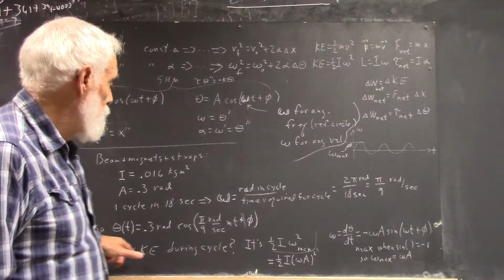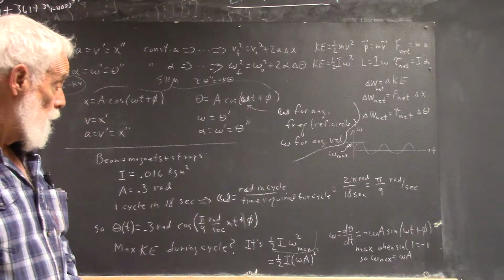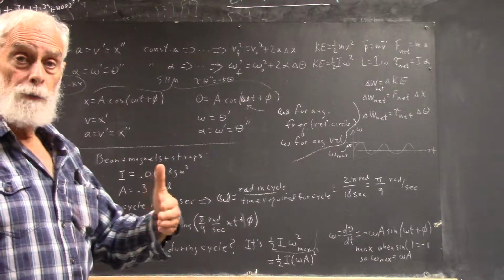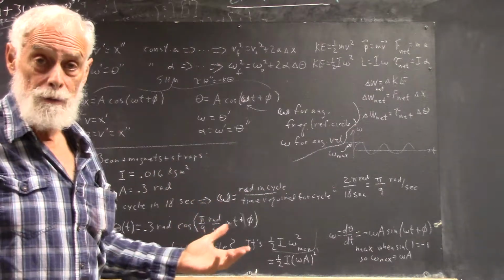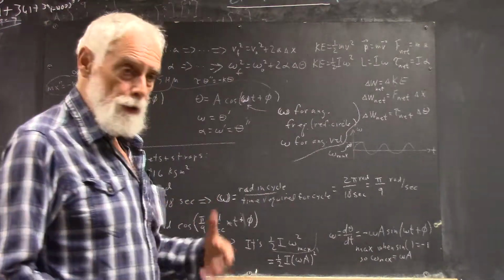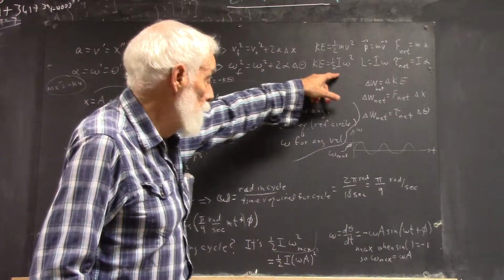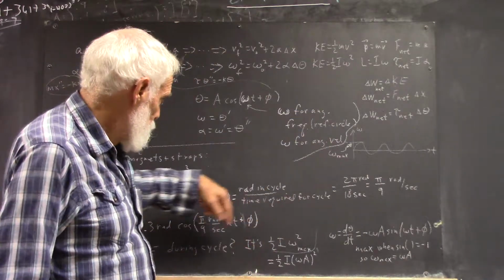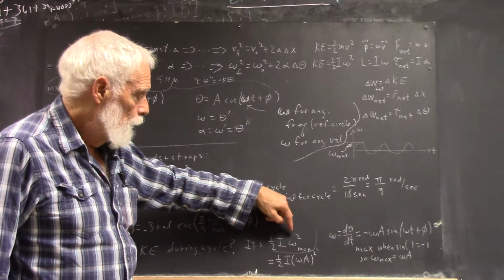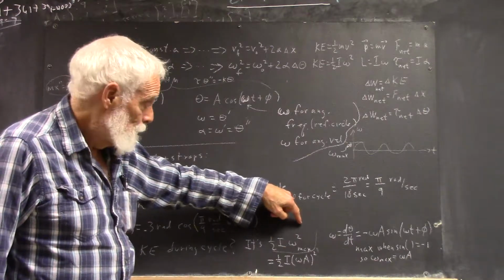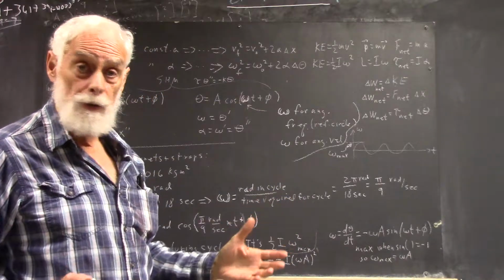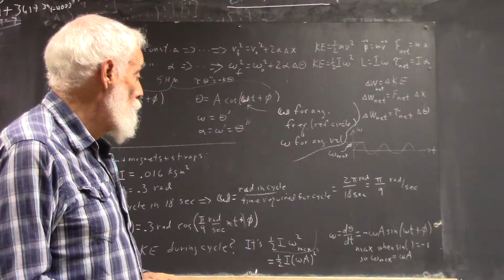So what's the maximum kinetic energy during a cycle? Well, maximum kinetic energy during a cycle occurs when the thing is rotating most quickly, when its angular velocity is greatest. And the kinetic energy at any angular velocity we know is 1/2 I omega squared, so I'm going to say that the maximum kinetic energy during a cycle can be expressed as 1/2 I omega max squared. Okay? Now, what's omega max?